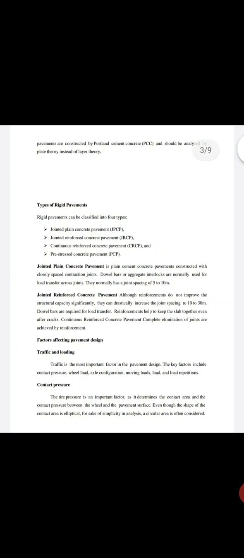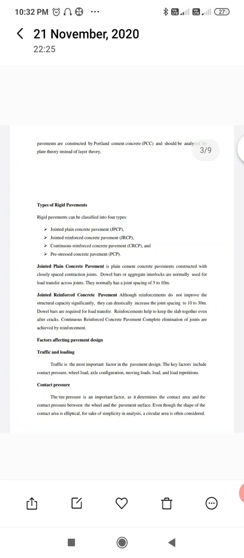So jointed plain concrete pavements are plain cement concrete pavements constructed with closely spaced construction joints. Dowel bars or aggregate interlock are normally used for load transfer across the joints. They normally have a joint spacing of 5 to 10 meters. Jointed reinforced concrete pavements, although reinforced, do not improve the structural capacity significantly. They can distinctly increase the joint spacing to 10 to 30 meters.